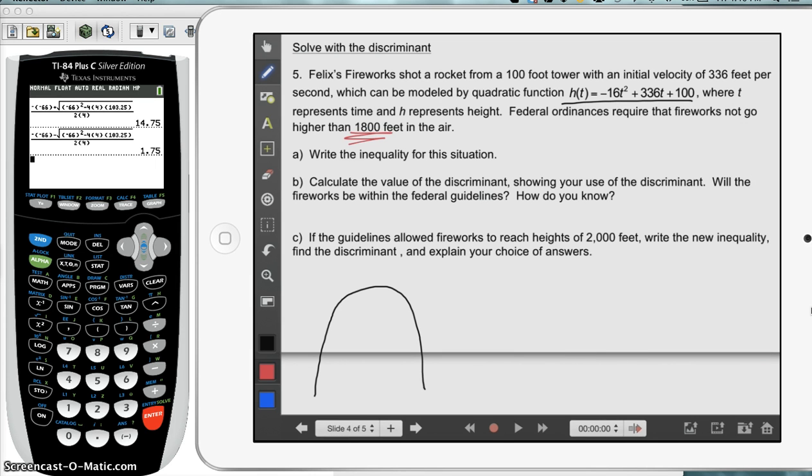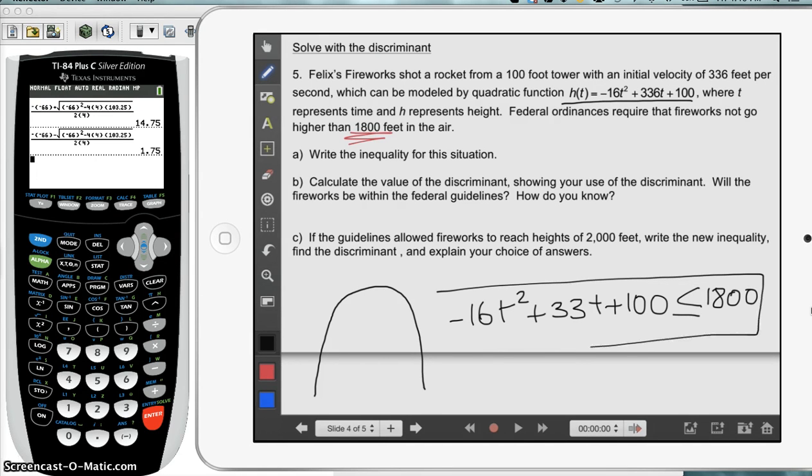So at most, it can be 1800, which means that my equation can be lower or equal to 1800, but it cannot go higher than that. So that's going to be my inequality for part A.